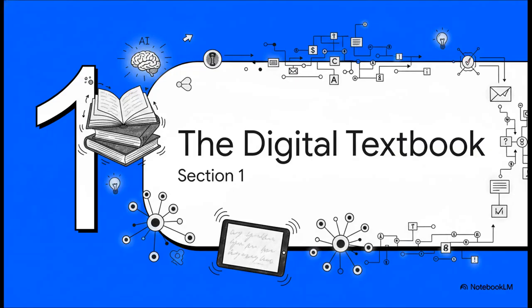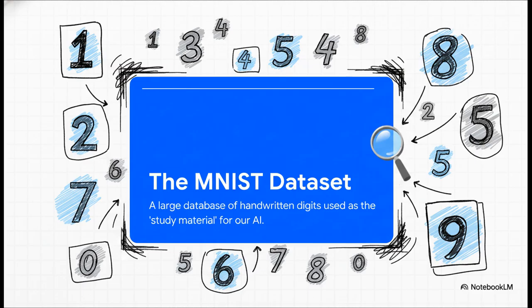So just like any student, our AI needs something to study from, right? It needs a textbook. And for an AI, that textbook is digital. So let's start there. Section 1, the digital textbook. This textbook has a name. It's called the MNIST Dataset. And honestly, it's more like a giant digital library. I'm talking 70,000 different examples of handwritten digits, from 0 all the way to 9, scribbled by thousands of different people. This is the bedrock, the foundation for everything it's about to learn.